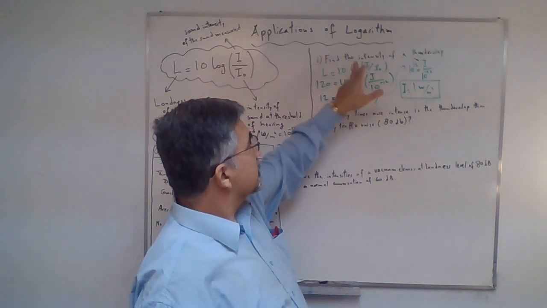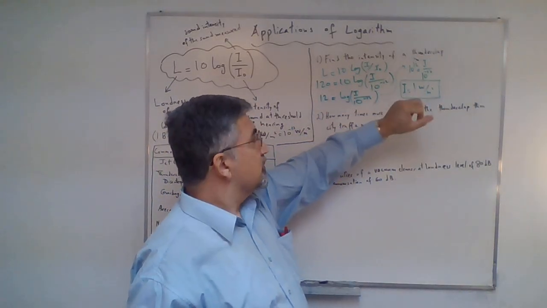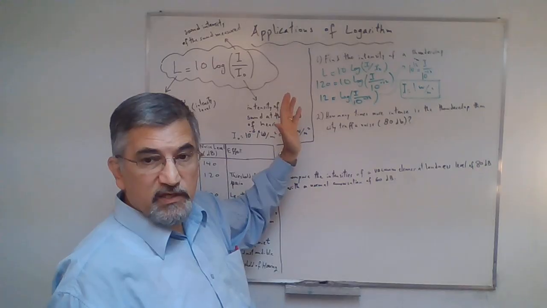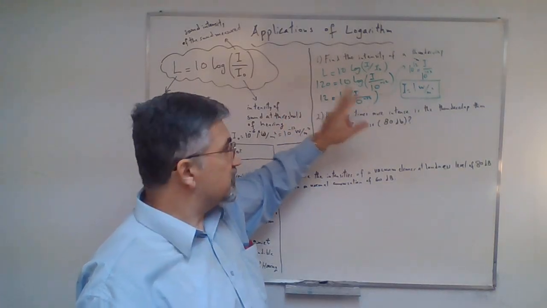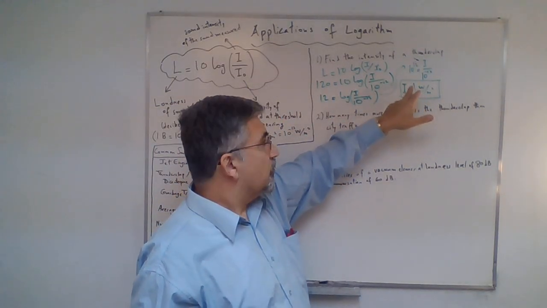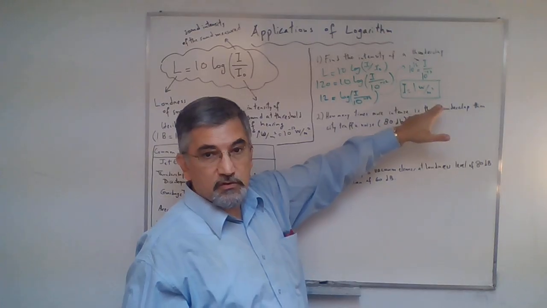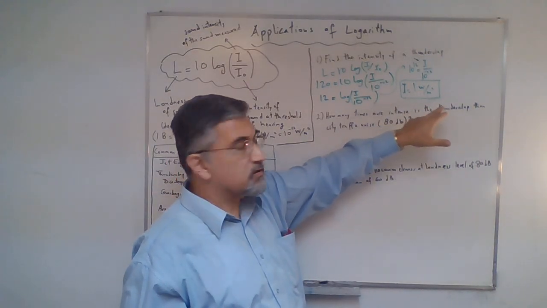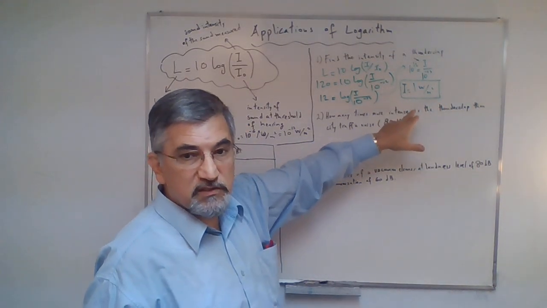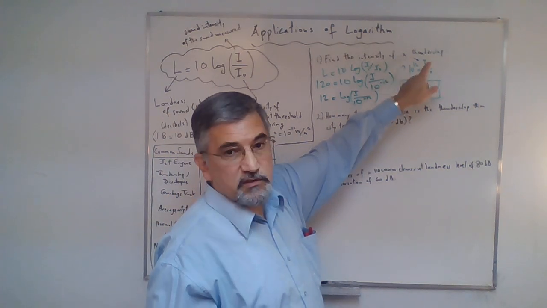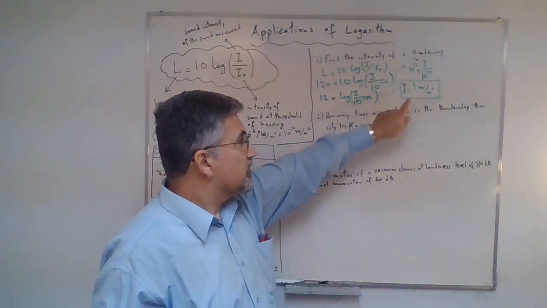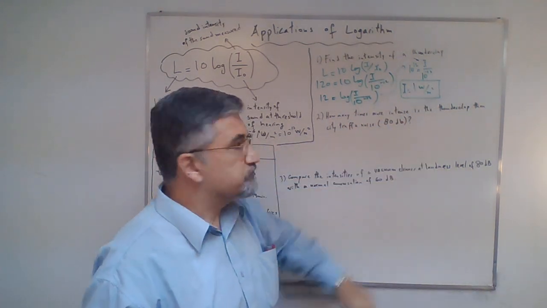So we found the intensity of a thunderclap, whose intensity level is 120 decibels, and it is equal to 1 watt per square meter. What is this 1 watt per square meter? It is the sound intensity. What sound? Thunderclap sound intensity. 1 watt per square meter.